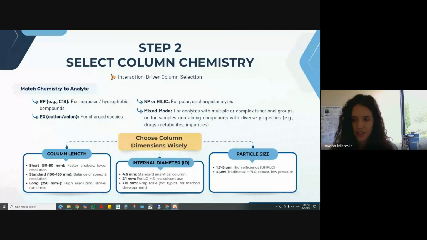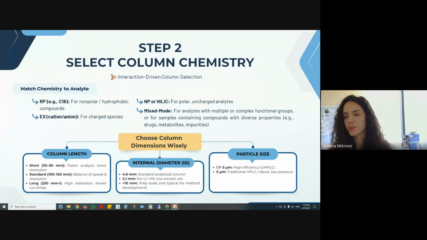Finally, let's consider column dimensions. Column length: short columns from 30 to 50 millimeters give faster runs. Longer columns from 100 to 250 millimeters provide better resolution. Internal diameter of the column matters as well. 4.6 millimeter is something like a gold standard, but usually 2.1 is popular for LC-MS applications. Also, particle size plays an important role. Smaller particles give higher efficiency, but require higher pressure. So selecting the right column is all about matching your analyte's properties with the right stationary phase and dimensions to achieve optimal separation.